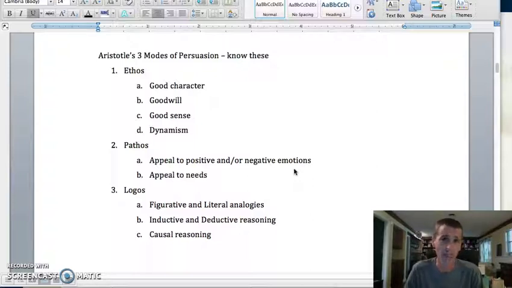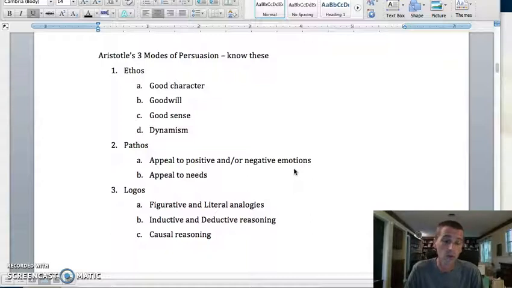And finally, you can appeal to needs, things like shelter, food, security, etc. And finally, the third mode of persuasion is logos. Logos is rational proofs. This is the verbal arguments you're making that relate to your subject.